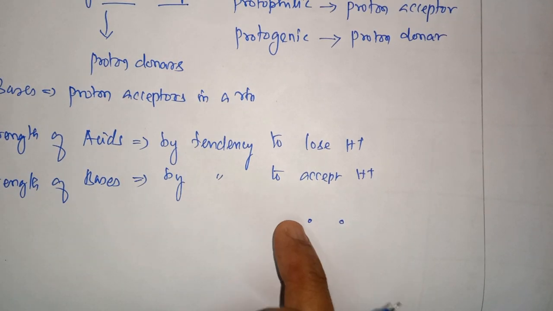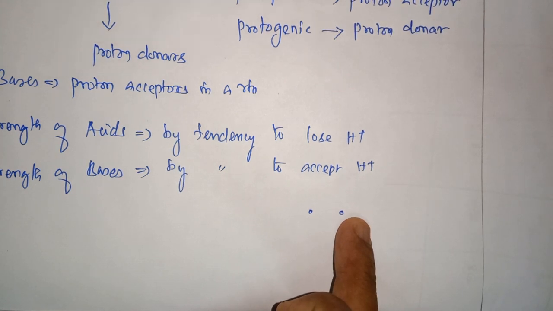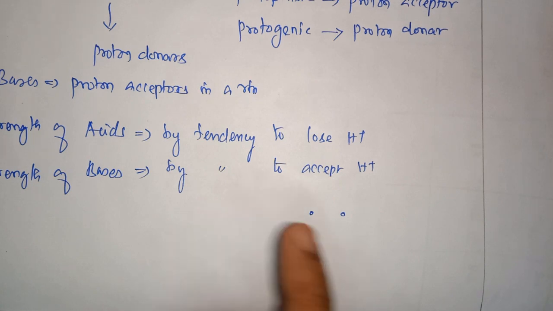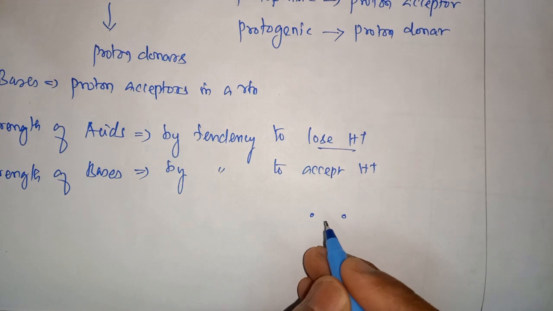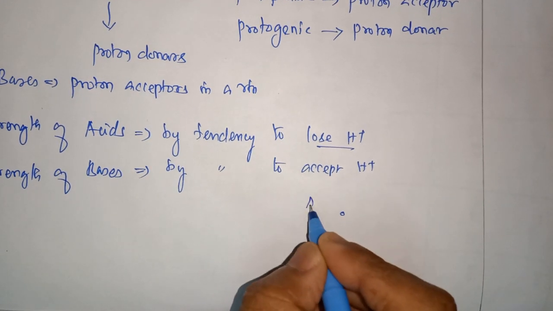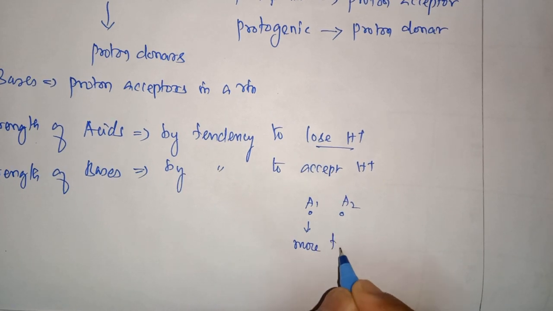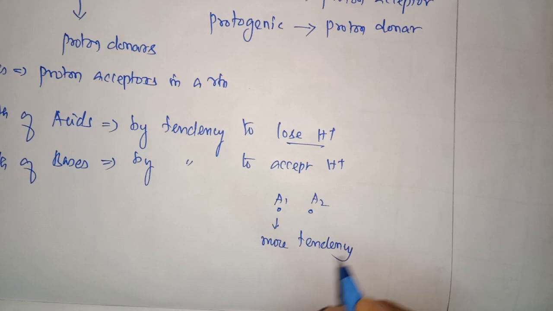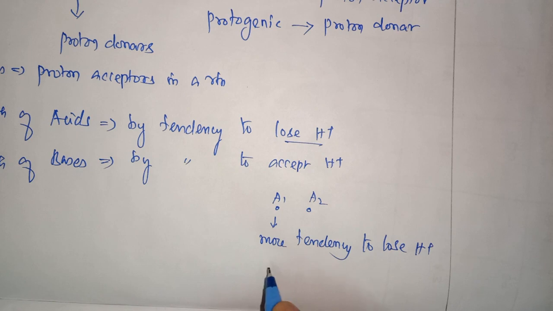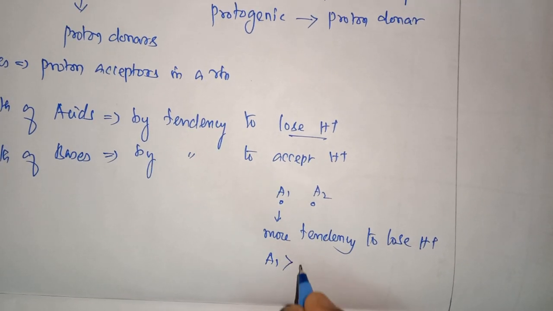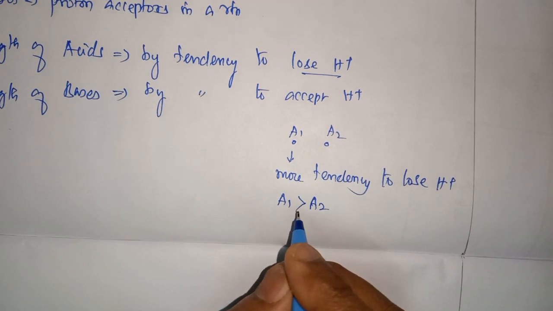Suppose I take here two different acids. We want to know in between these two acids which acid is stronger. That can be determined by the tendency to lose proton. Suppose I keep acid 1 and acid 2. If this acid 1 has more tendency to lose protons than A2, we say A1 is stronger than A2. That means the strength of A1 is greater than the strength of A2.